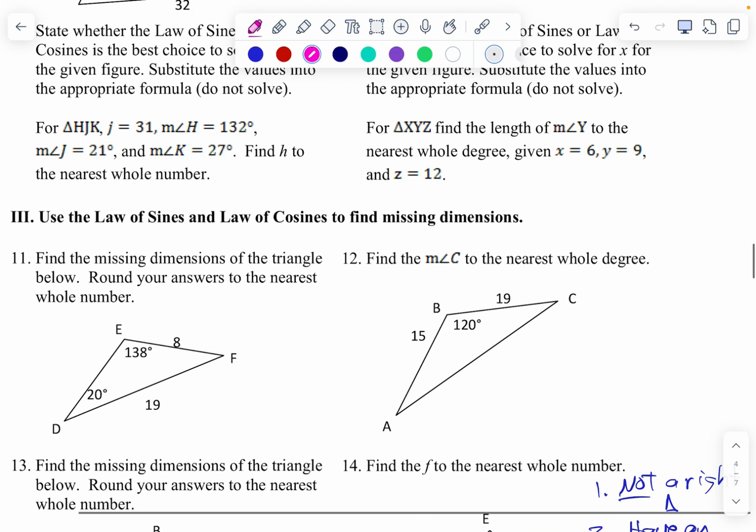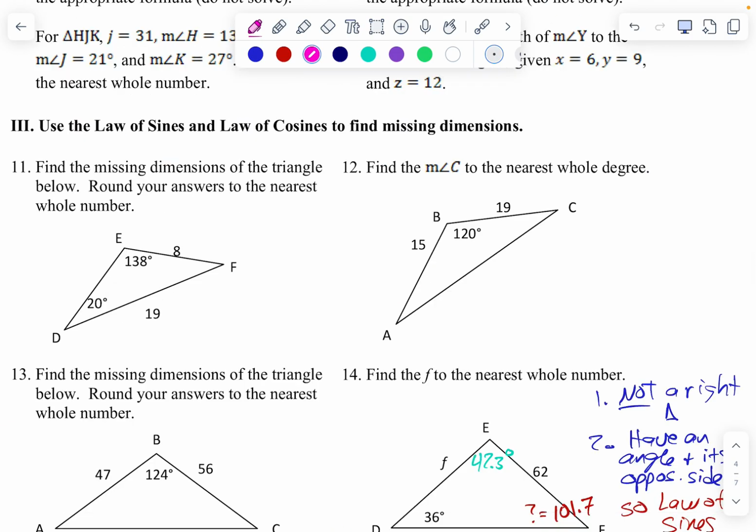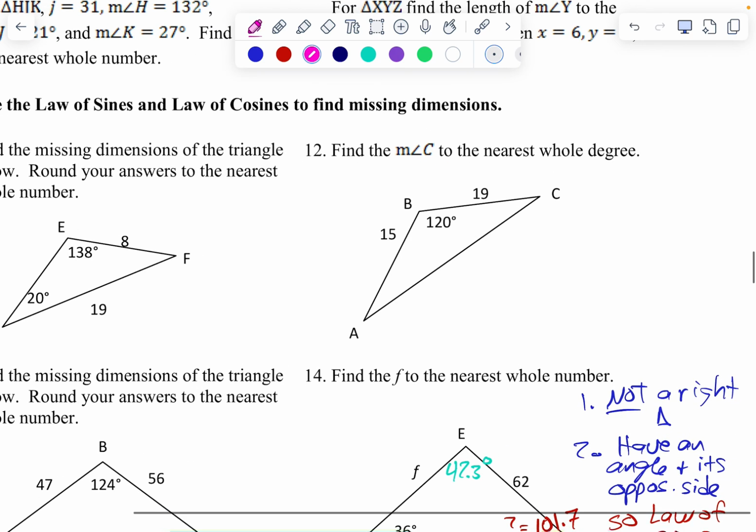12, okay. So she's asking about 12. It is law of cosines because we have side, angle, side. And it's not a right triangle. So law of cosines.